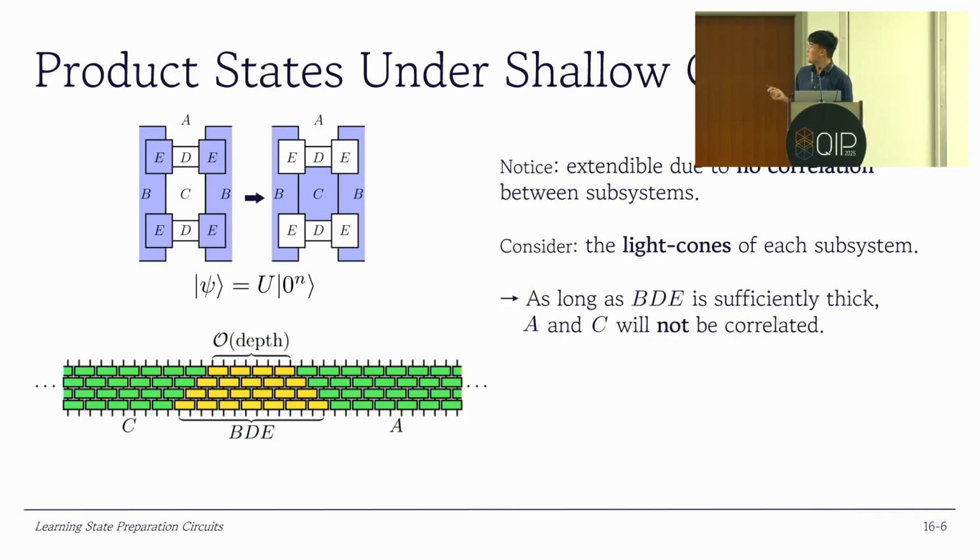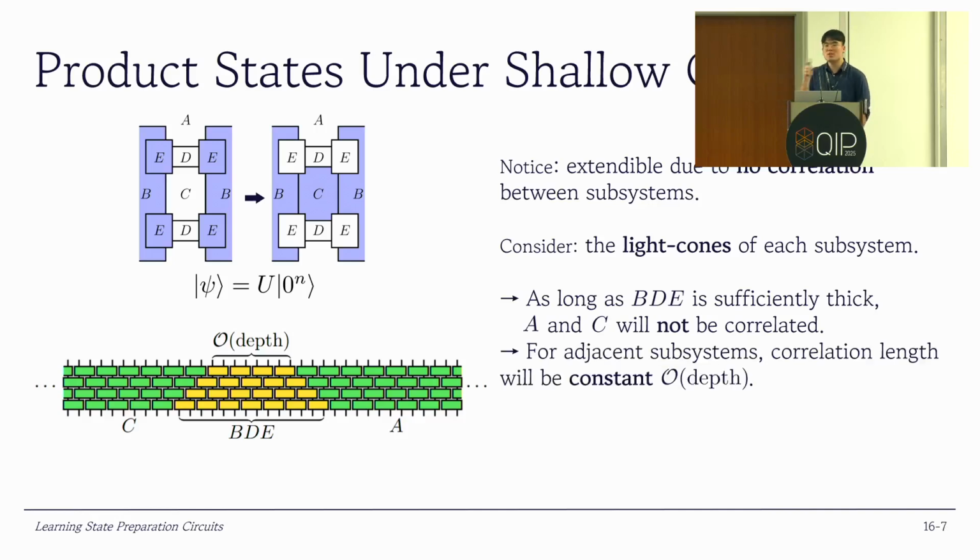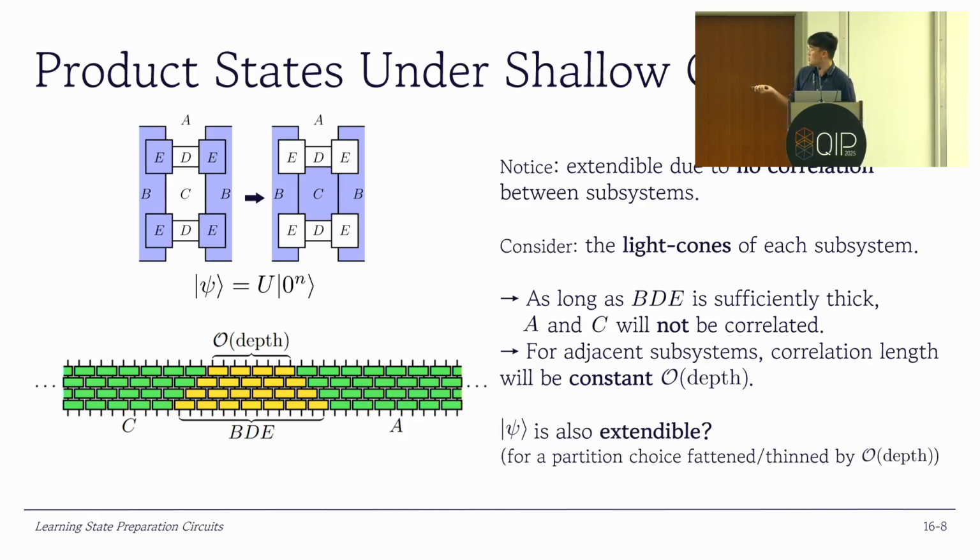When you consider that, as long as the intermediate region, BDE, is sufficiently thick, A and C will still not be correlated because the light cones don't even reach that far. As long as the system in between them is of sufficient thickness, the fact that U is of shallow depth should guarantee that the correlation does not go over to the other side. As for adjacent subsystems, there will be some correlation length that's non-zero, but it should basically still remain a constant from the fact that the depth of the circuit is shallow, like so.